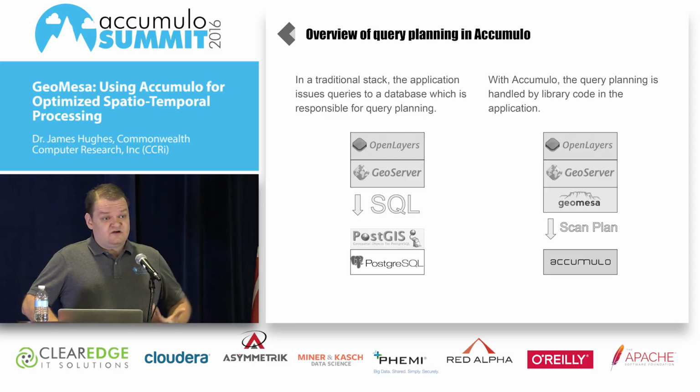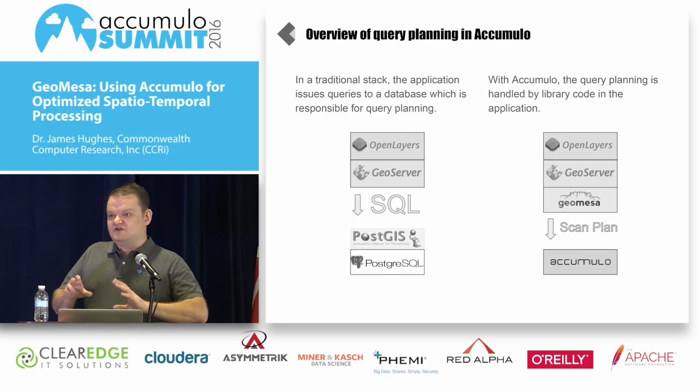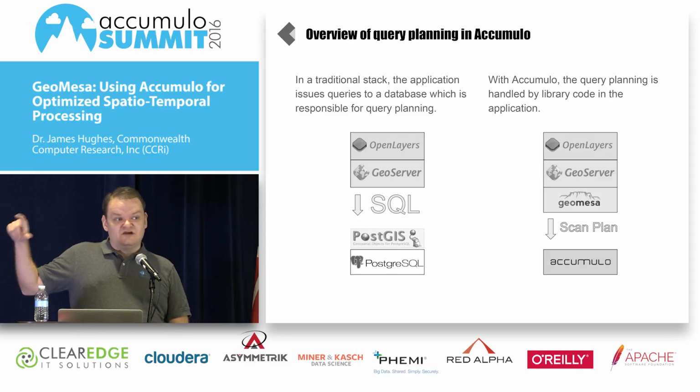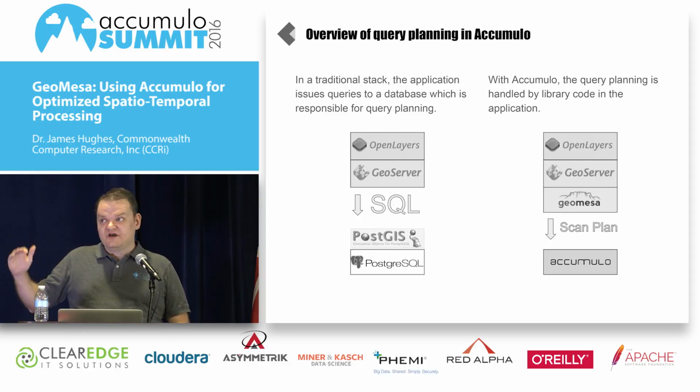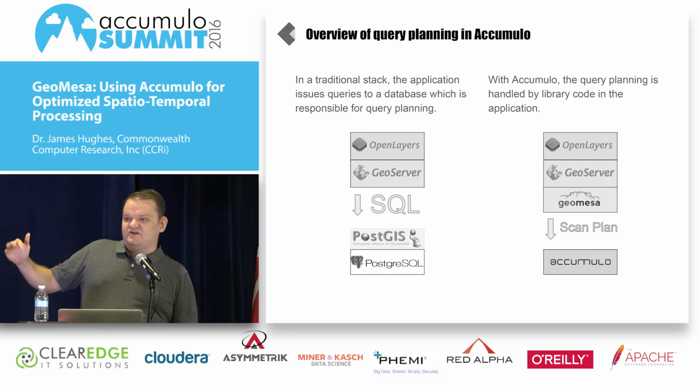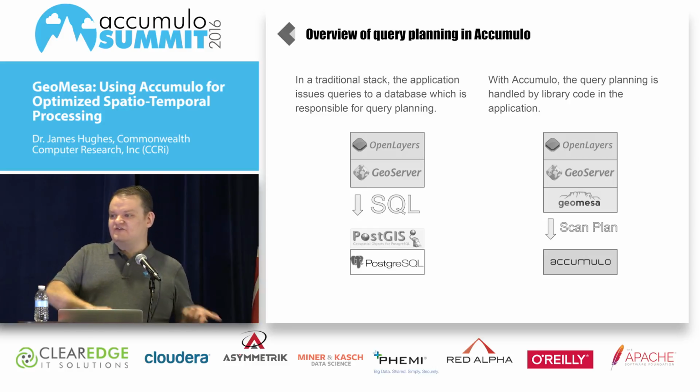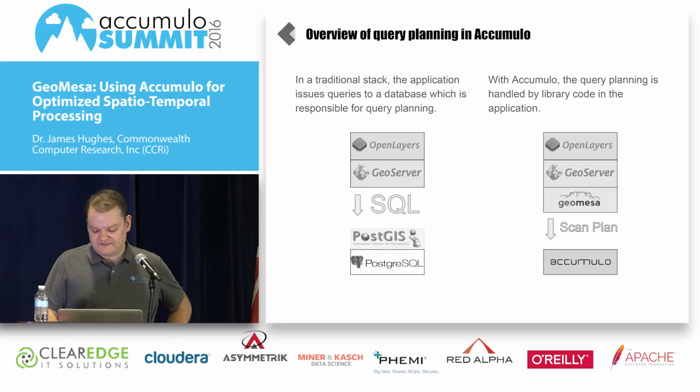With what we're doing in Accumulo, the query plan for Accumulo is very basic. So we're going to actually need to have a scan plan for how we're interacting with Accumulo. So that query planner kind of gets pushed up into the application level. So everything we're talking about from here on is how do we build up a key structure so that we can have an efficient query plan.